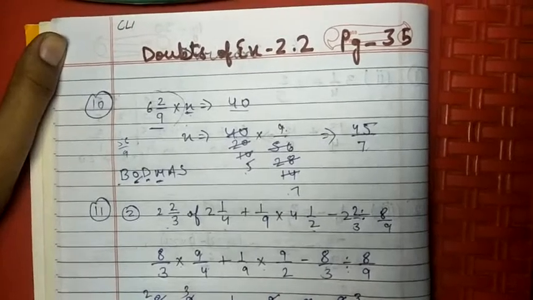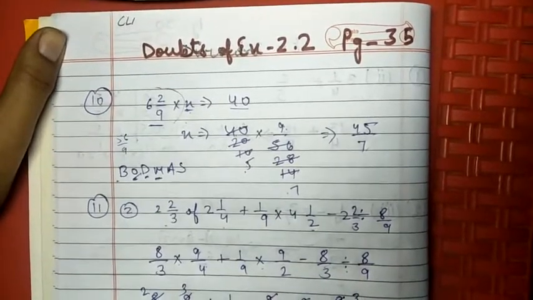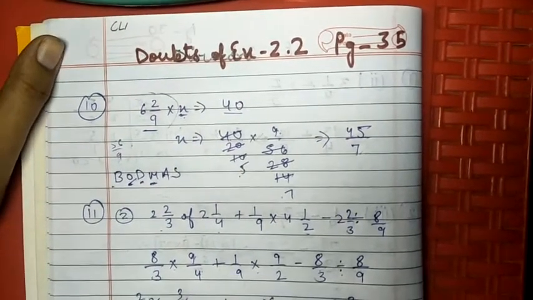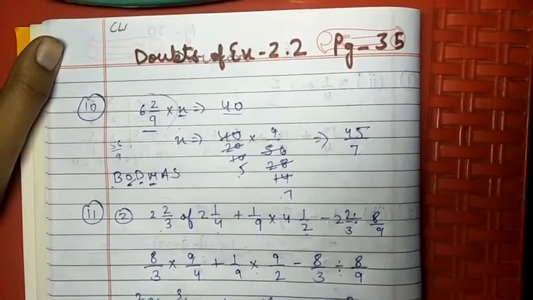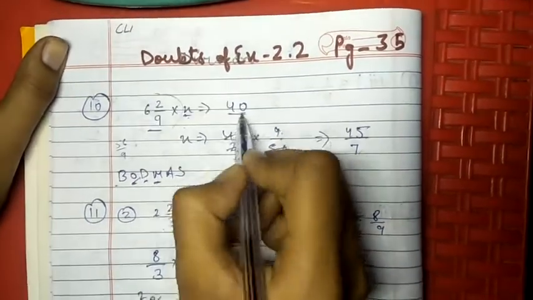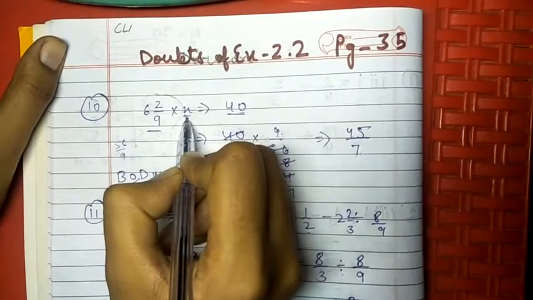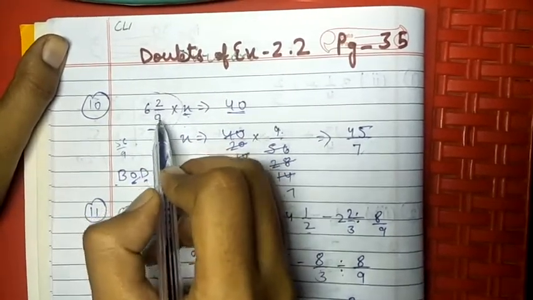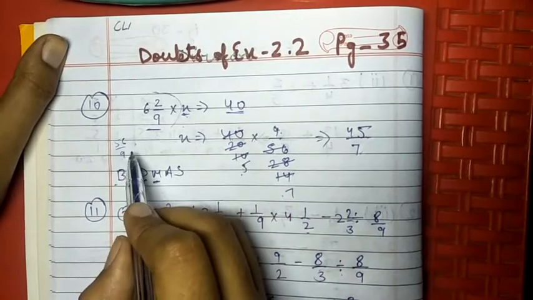Good morning class. Here we'll do the doubts of exercise 2.2 from page number 35, and this is the 10th question. By what number should 2 upon 9 be multiplied to get 40? It means the answer is 40 and we don't know one number, so we have to find that number. So we'll keep this mixed fraction in the simple form, which comes 56 upon 9.